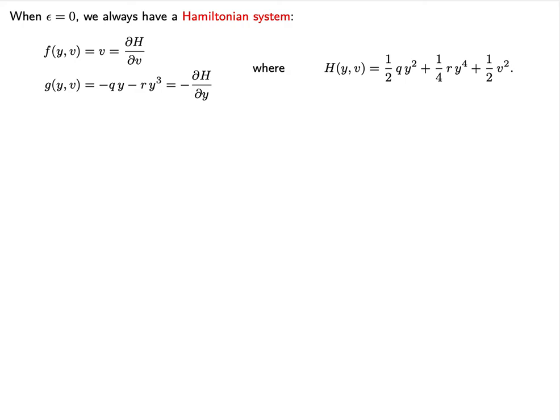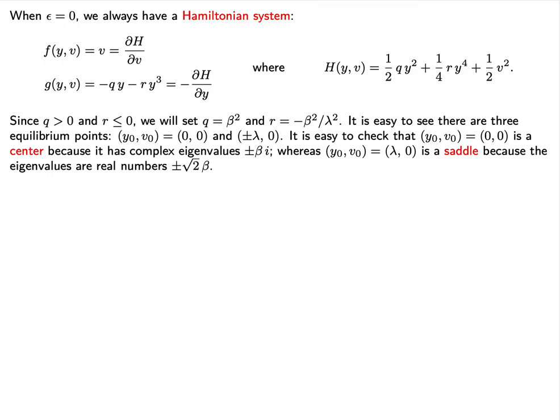Just like with the forced harmonic oscillator we discussed a few slides ago, when epsilon is equal to 0, we have a Hamiltonian system. That is, let's let f equal v and g equal negative q times y minus r times y cubed. Then f is the partial of some function h with respect to the velocity v, and g is negative the partial of h with respect to our displacement y. Here, h we can write as 1/2 q y squared plus 1/4 r y to the fourth plus 1/2 v squared.